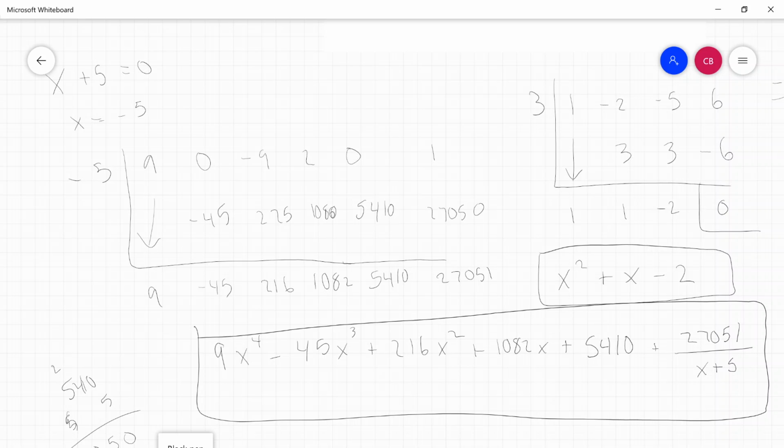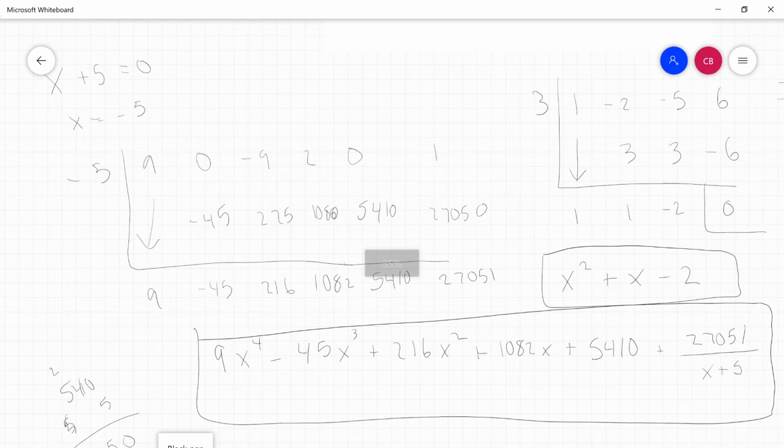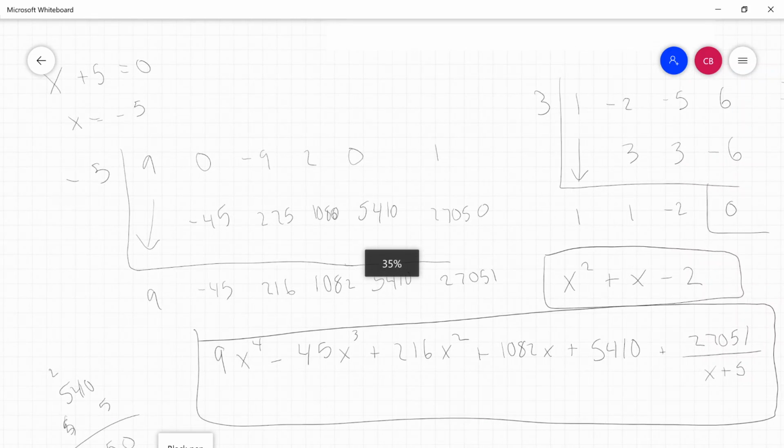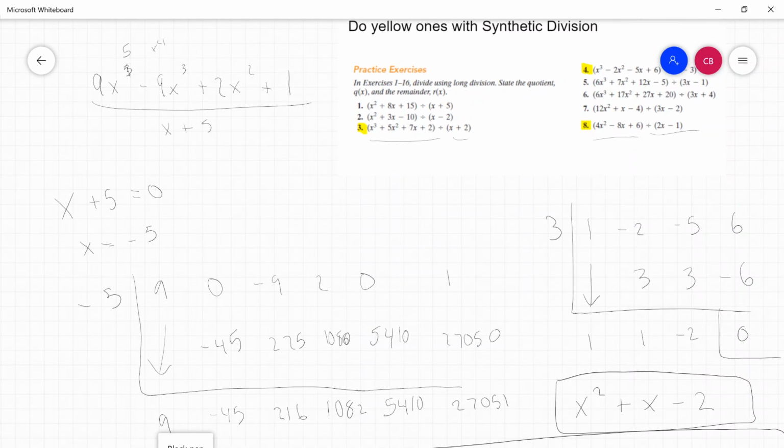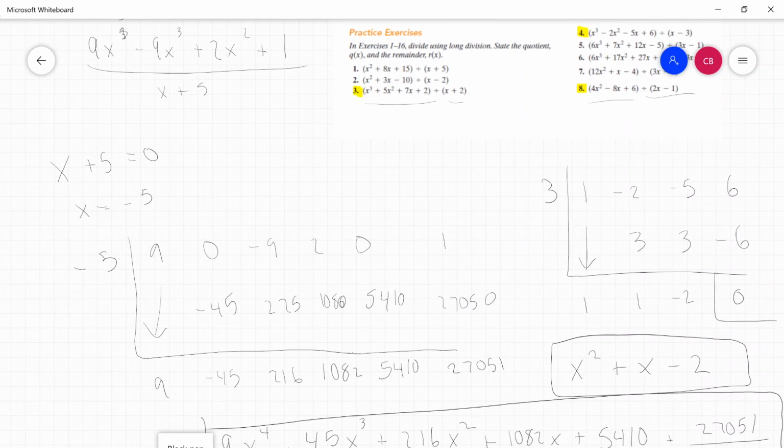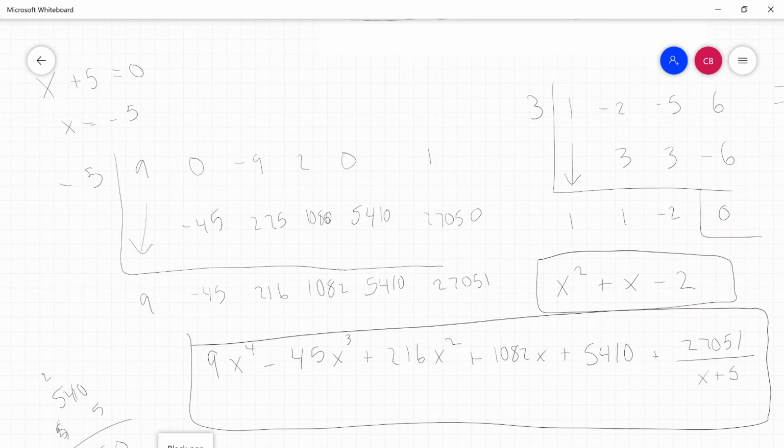I don't think there's any crazy examples like this one, but remember, if you don't have an x to the 4th, for instance, then you have to put a 0 here. If you don't have an x, you have to put a 0 here. Forget those things, guys, you'll never get the right answer, and you'll be wondering why.